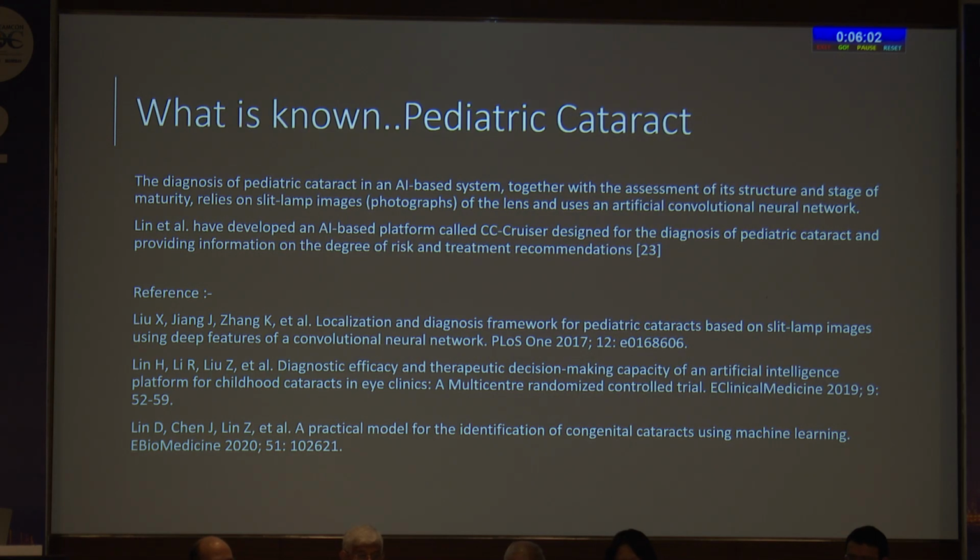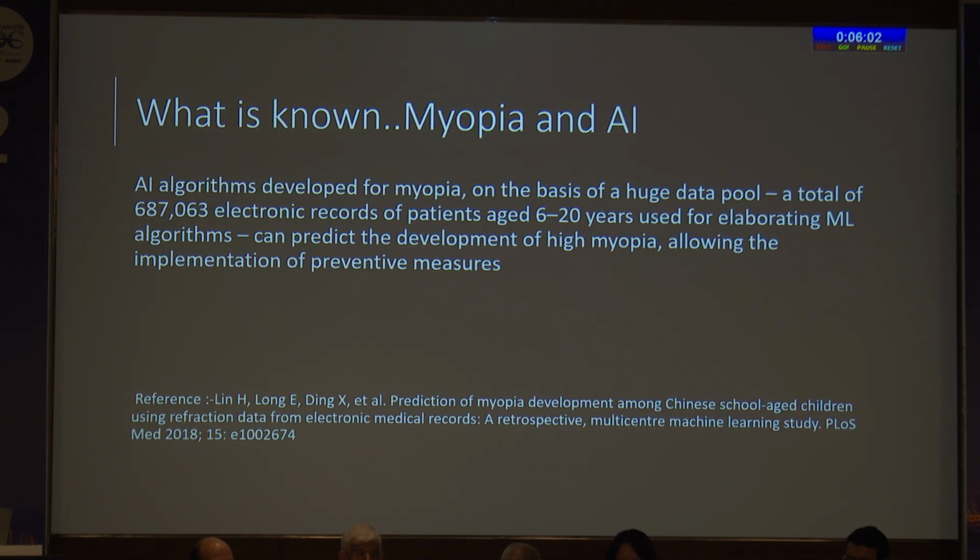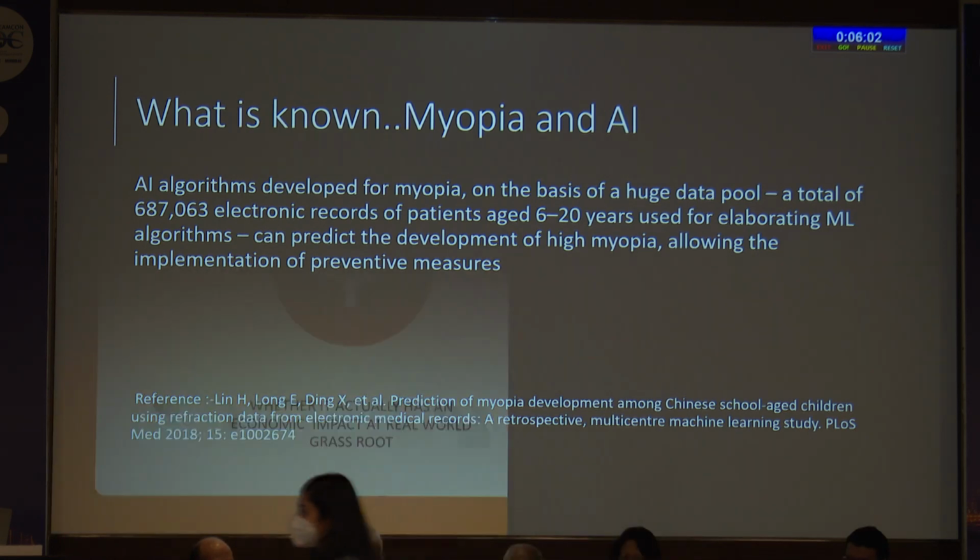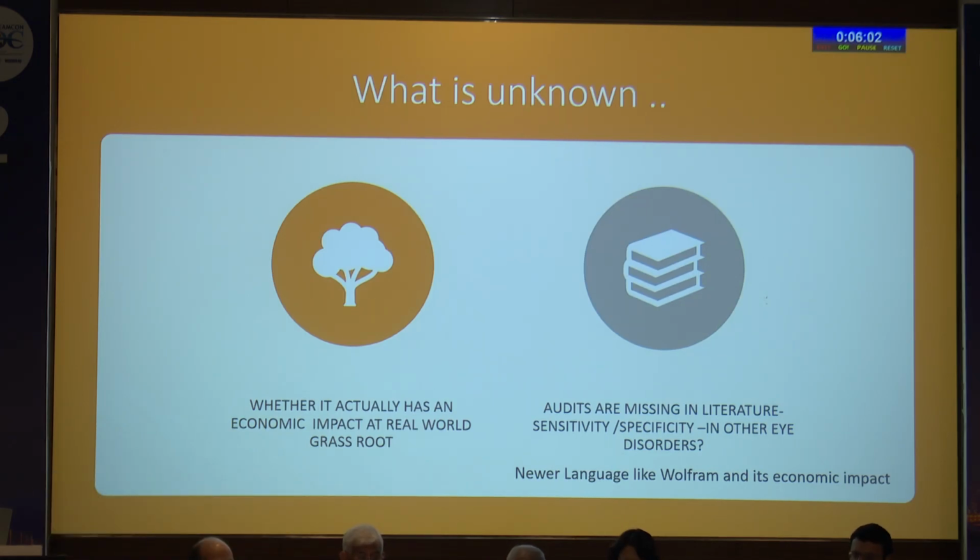What is also known is that it has been used in pediatric cataract to figure out whether the patient is going to have a high IOP or a severe PCO, and also been used in myopia. But what is unknown is whether it actually has an economic impact and a real-world grassroots impact. Audits are missing in literature, sensitivity, specificity in other eye disorders other than what I have said, and newer languages like Wolfram and its economic impact is unknown.